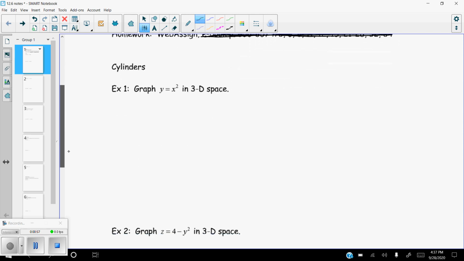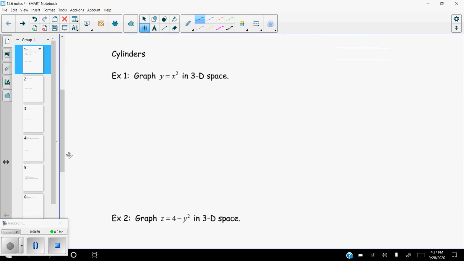So the first thing we're going to talk about are cylinders. And the way you guys probably have been taught or have thought about cylinders is not exactly what you would think. So first of all, the equation of a cylinder is going to have one variable missing. What do I mean by that? Let's write that down first. One variable missing. That variable, specifically whatever it is, is going to vary.